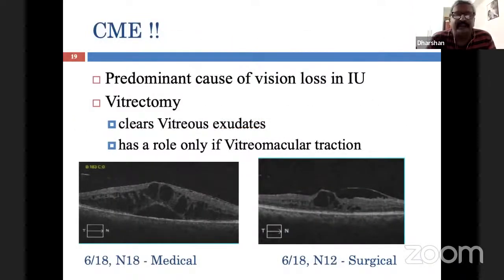Remember that vitritis or vitreous debris is not the main cause of vision loss. The predominant cause of vision loss in intermediate uveitis is cystoid macular edema. So vitrectomy actually clears the vitreous exudates. If at all it has a role, then probably it is when there is vitreomacular traction in CME.